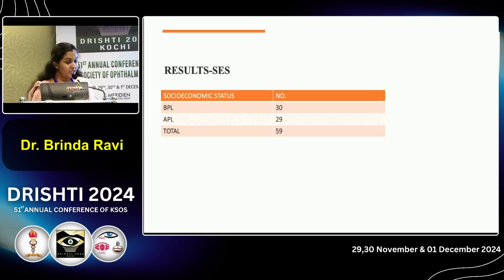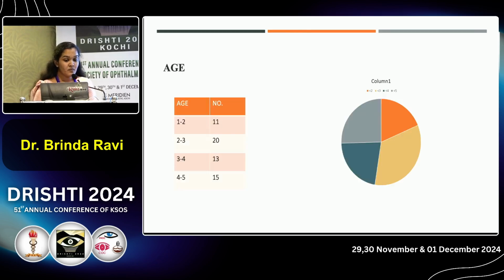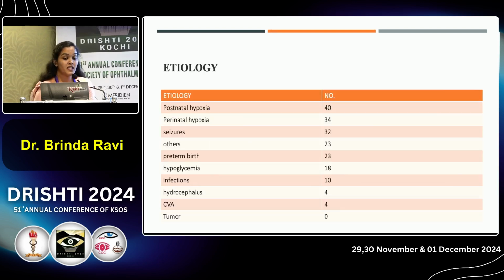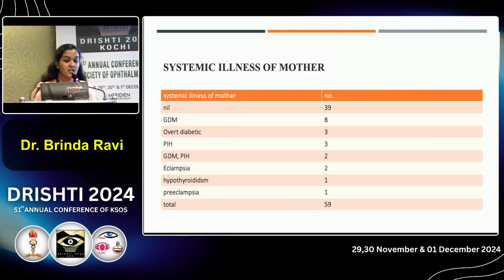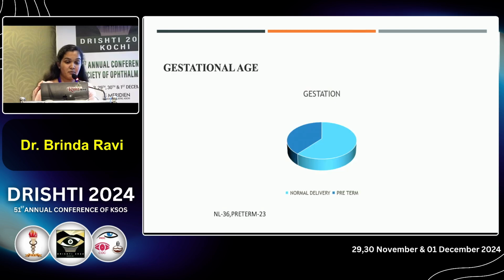Results: there was no significant difference in the number of children by socioeconomic status. Children in the age group of 2 to 3 years were the most common in our study group. Etiology: postnatal hypoxia was the most common cause, followed by perinatal hypoxia, seizures, preterm birth, hypoglycemia, infections, and hydrocephalus. Antenatal history: a few of the mothers had intrauterine infection, intrauterine drug exposure, and trauma. Systemic illness of mother: the majority of the mothers did not have associated systemic illness. A few had gestational diabetes mellitus, some were overtly diabetic, and a few had pregnancy-induced hypertension.